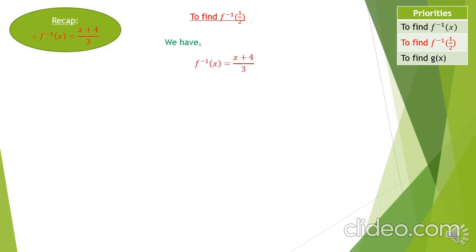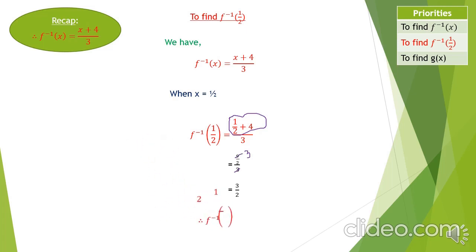Our input will be 1/2. When x is equal to 1/2, f inverse of 1/2 is equal to, x will be replaced by 1/2. Now you can use your calculator to do this calculation. It's 9/2, then this 2 and 3 will be multiplied. This 3 and 9 are cancelled. It will be 3/2. So the second part is also done. Therefore f inverse of 1/2 is equal to 3/2, which is our answer.